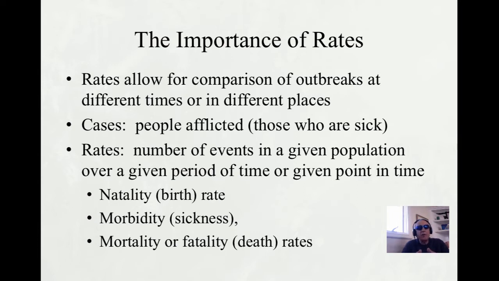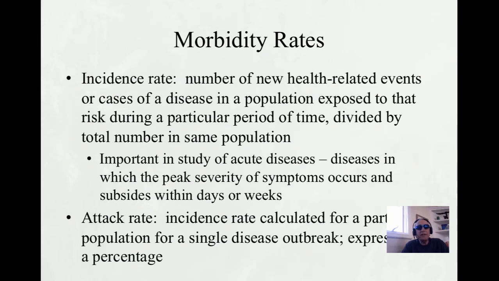Rates are the number of events in a given population over a period of time. For example, we say natality rate, how many infants die. We talk about morbidity rate, how many people get sick. We talk about mortality or fatality, the number of people who die. Morbidity or incidence is the number of health events that happen, the number of cases of disease in a population.